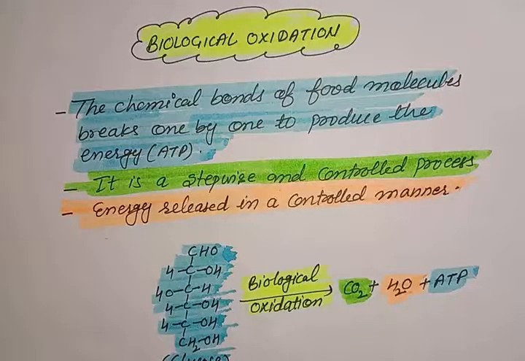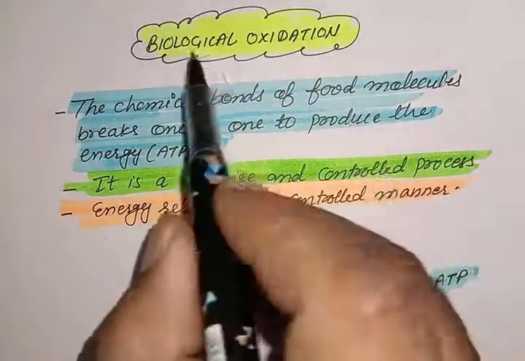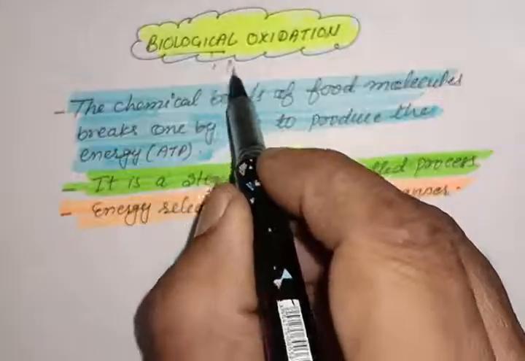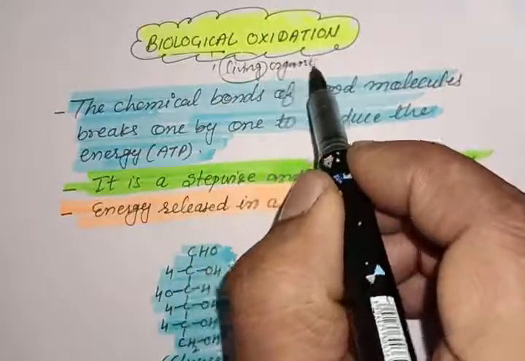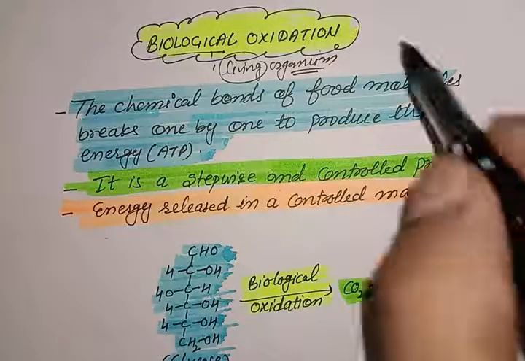The next one is the biological oxidation of food. In this class, we will study how food is used to produce energy. So the first one is biological. Biological means in the body of living organisms. So food that a living organism eats is oxidized in the body of the living organism to produce energy.